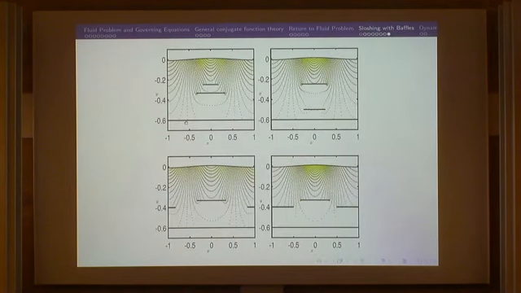Here's the two baffle case, two baffles on the left-hand wall. Remember, the actual physical domain is just half that domain. So two baffles on the left-hand wall, another two baffles on the left-hand wall, a baffle on the right-hand wall. And you can do more.